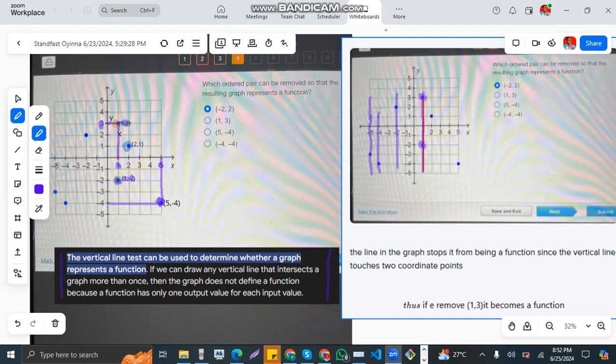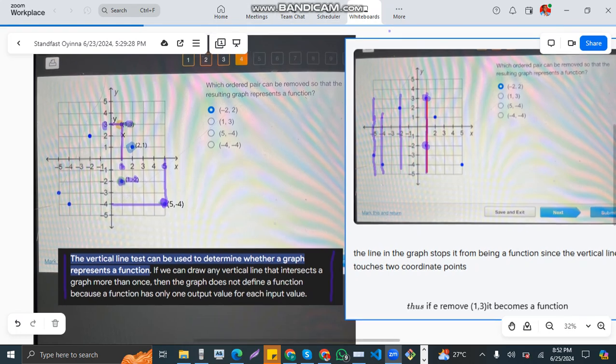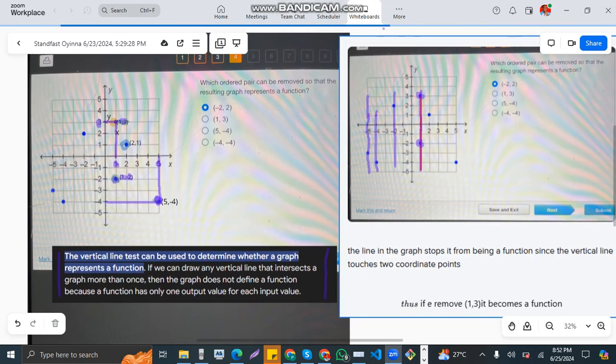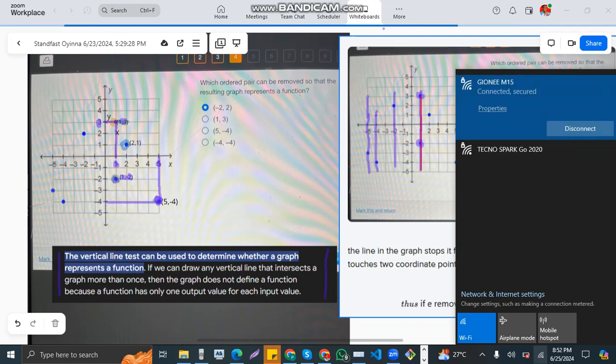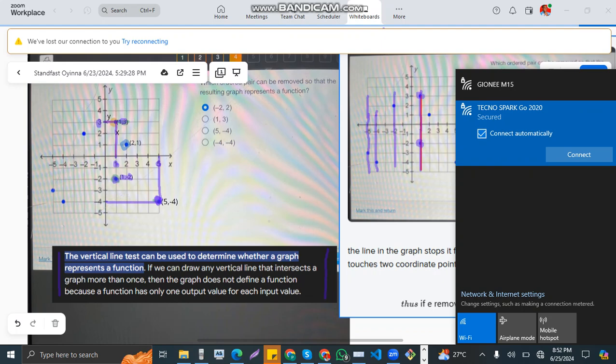So if we want to get the solution to this problem, what we have to do is to find the point that we are going to remove, and when we remove it, the graph will now represent a function, because the question is which ordered pair can be removed so that the resulting graph represents a function. So they want us to remove something so that the graph represents a function. Now, we already have seen the 2 points that we can remove, so we are going to consider removing 1.